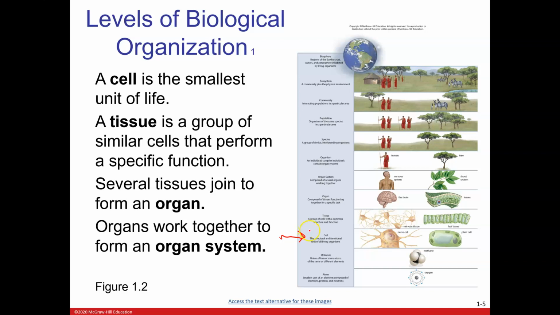So like I said, cells then come together forming tissues, which form organs, which form organ systems, and organisms. Organisms then of the same type are considered a species. When they all live together, they're in a population. Populations of different species come together, forming communities, and the community with the environment, so living and non-living environment, forms the ecosystem. And all the ecosystems on Earth form our biosphere.